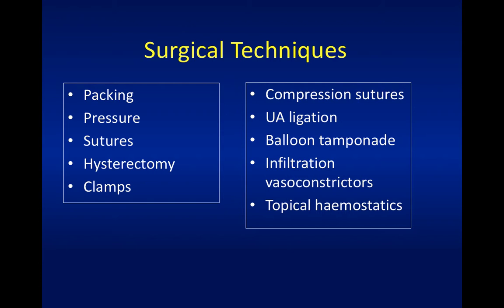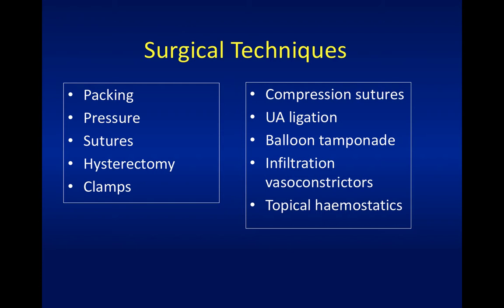So surgical techniques, a lot of this is all basic stuff, and all people who undergo surgical training are taught all these things as part of their basic skill set: packing, pressure, sutures, removing the bleeding organs like the uterus, performing hysterectomy, clamping off vessels that supply these organs. Learning how to do a compression suture like a B-Lynch is a very useful technique if you're an obstetrician and the abdomen is open, for example at the time of caesarean.